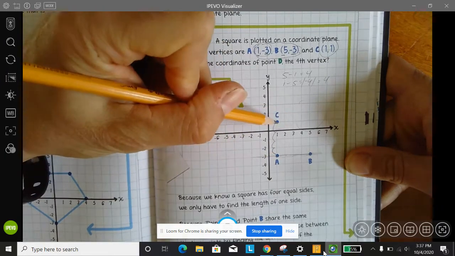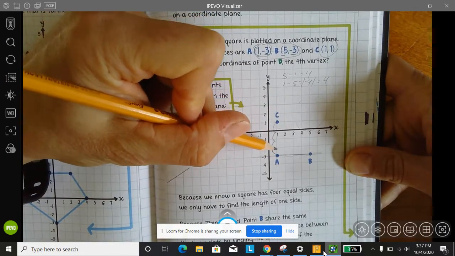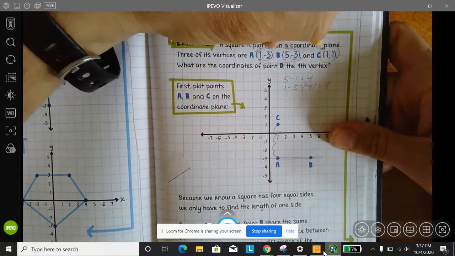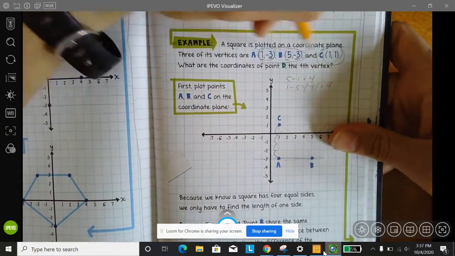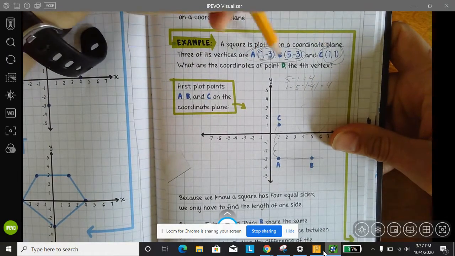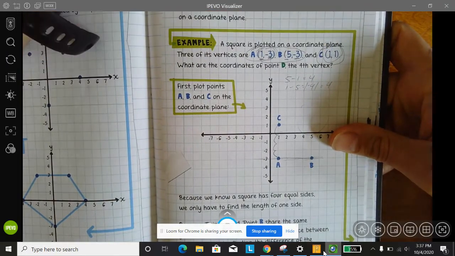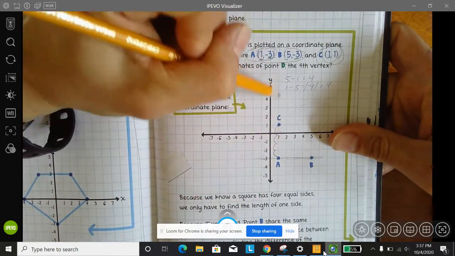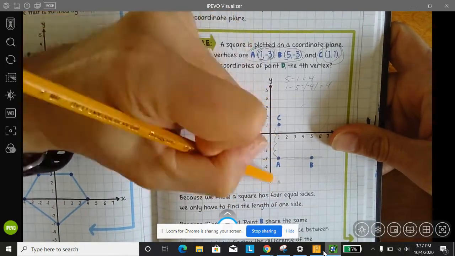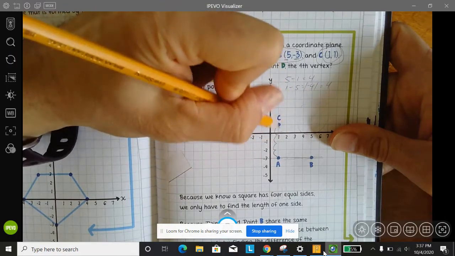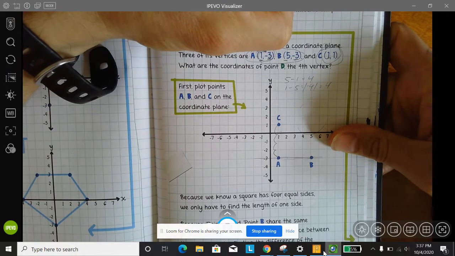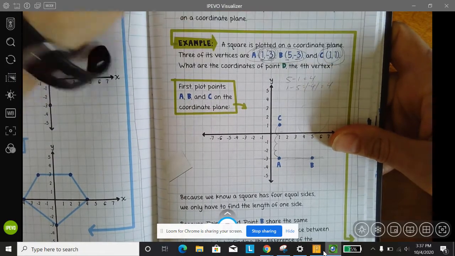A couple ways to do that. You can count 1, 2, 3, 4, or you can just go to the values up here, right? The points, 1, 1, and 1, -3. You'll notice the ones are the same. Because the ones are the same, that means that that X value is not going to change, right? They both stay on this X value. The difference is how far up or down they are. In other words, the Y value. And you'll notice the Y value of A is -3, and the Y value of C is 1.